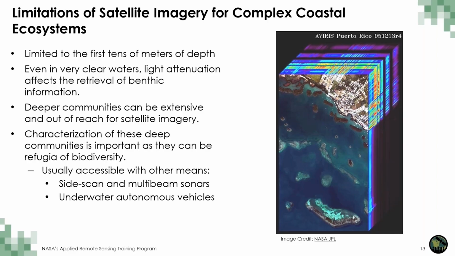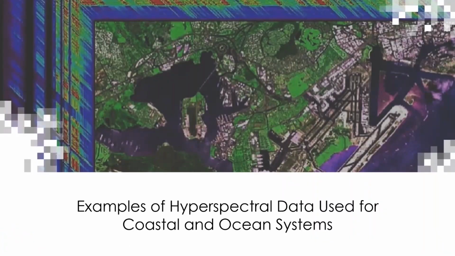Now, the characterization of deeper communities is usually only restricted to the use of alternate means, such as sonars or autonomous underwater vehicles with camera systems, because of the limitations of airborne or satellite-based remote sensing imagery. Now let's see some examples where hyperspectral data has been used for studying coastal or ocean systems.